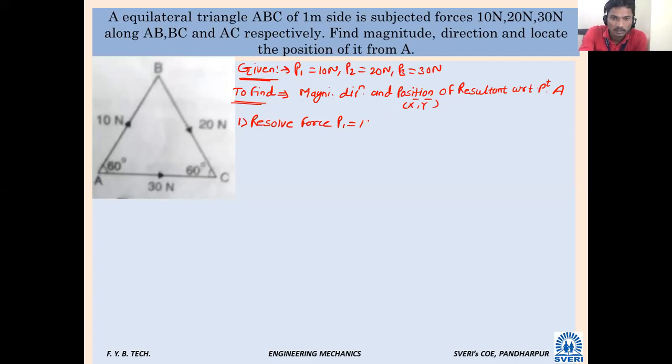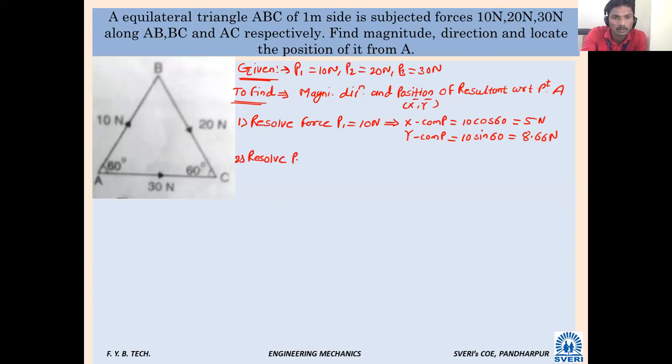Resolve force P1 equal to 10 Newton. In this, tell me the X component. 10 cos 60, which is equal to 5 Newton. Y component: 10 sin 60, which is 8.66 Newton.